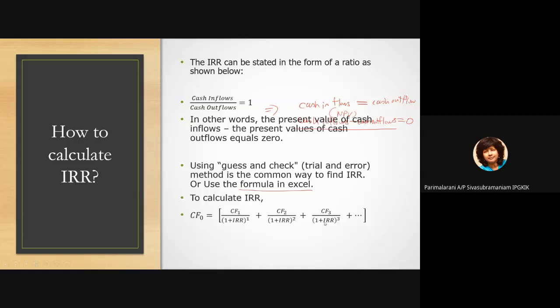Okay, to calculate IRR, this is the formula that we are going to use. CF0 is the cash outflow or the initial investment. This is equal to the total of all the cash inflows. Now you don't know the discount rate. This is what you want to find, the rate of return, IRR. So we don't know this value, and that is why the calculation is more difficult. We want to find that value.